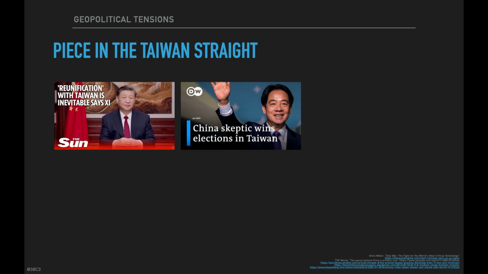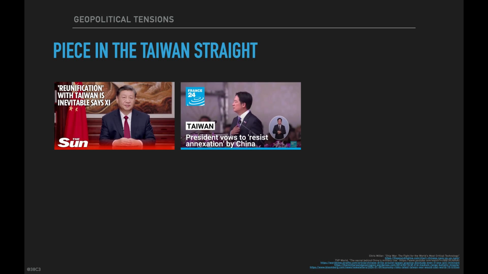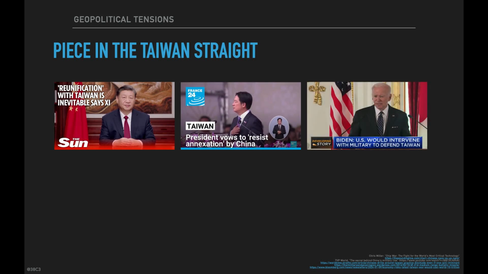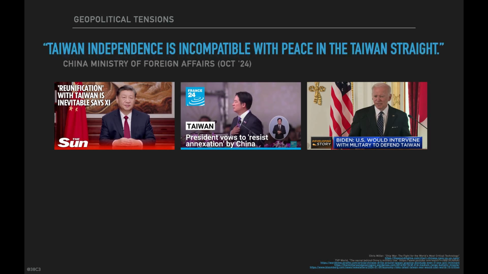China didn't like that. In their eyes, Taiwan is part of the People's Republic of China, and Xi regularly says that the reunification with Taiwan is inevitable, to which Taipei says nope. And the US, its biggest security partner, recently said that we would intervene militarily if Taiwan gets attacked. The Chinese Ministry of Foreign Affairs just 2 months ago said that Taiwan independence is incompatible with peace in the Taiwan Strait, which is pretty strong words, right?